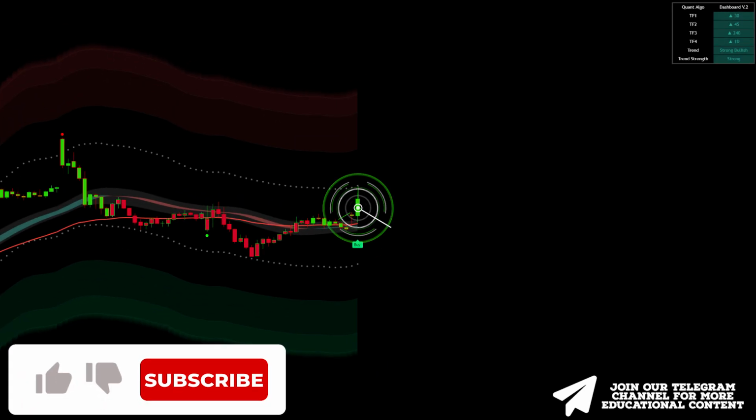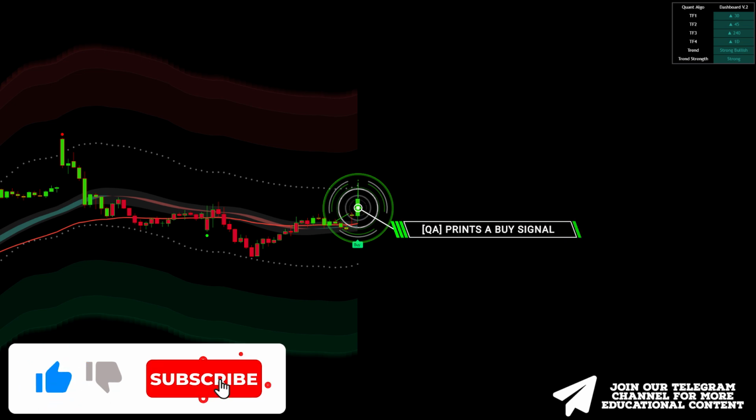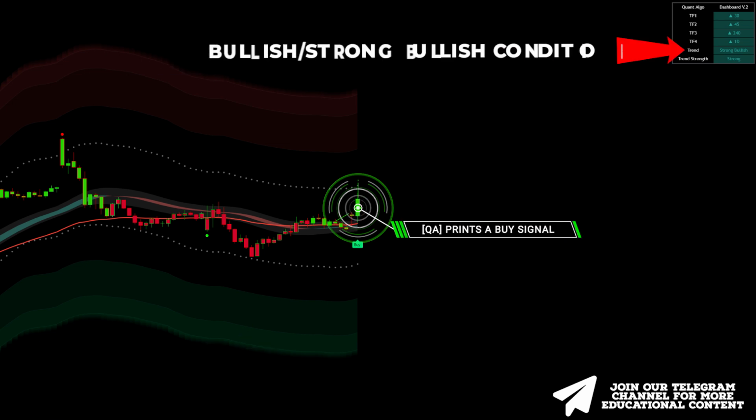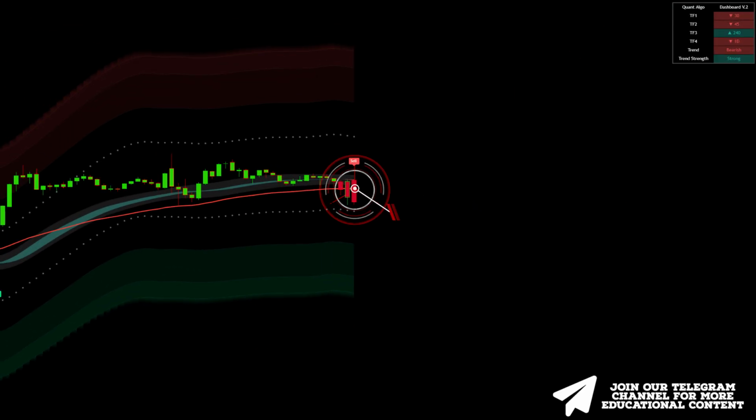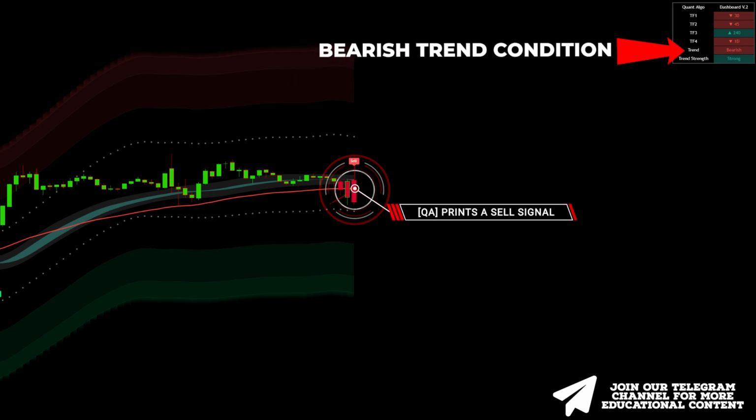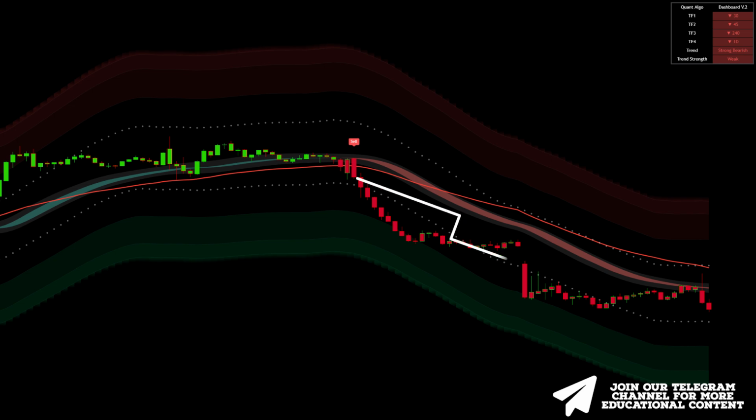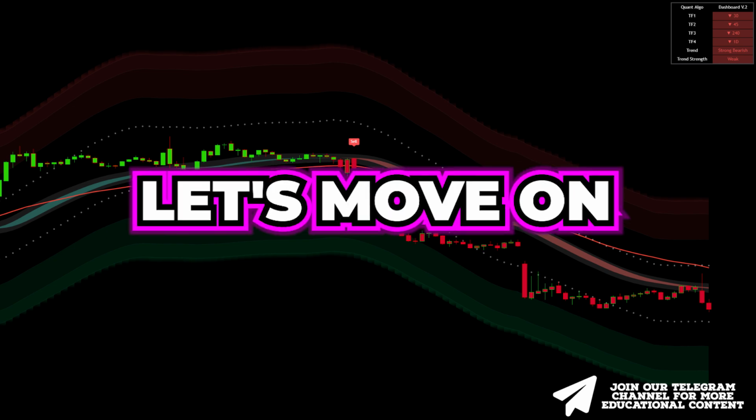You can easily validate a buy signal when the trend parameter on the trend dashboard indicates a bullish or strong bullish condition. As you can see, the price then proceeded up drastically. When it comes to the bearish case, we have a sell signal, while the trend dashboard indicates a bearish trend condition. And boom, the price plunged heavily. At this point, let's move on.